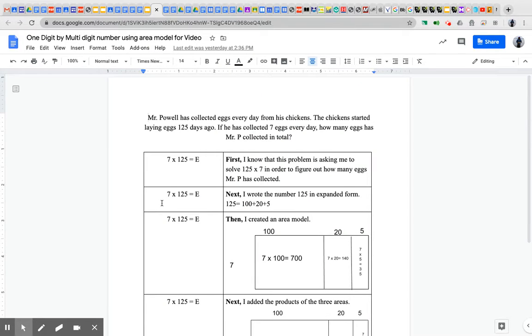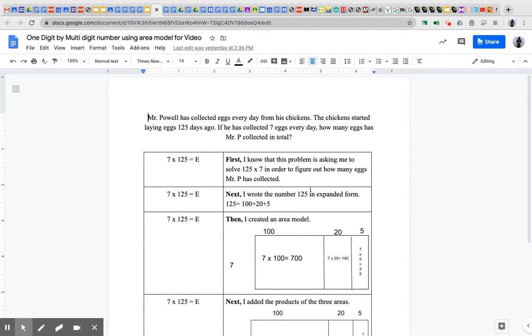So here's the question. Mr. Powell has collected eggs every day from his chickens. The chickens started laying eggs 125 days ago. If he has collected 7 eggs every day, how many eggs has Mr. Powell collected in total? So first, I know that this problem is asking me to solve 125 times 7, or 7 times 125, in order to figure out how many eggs Mr. P has collected.